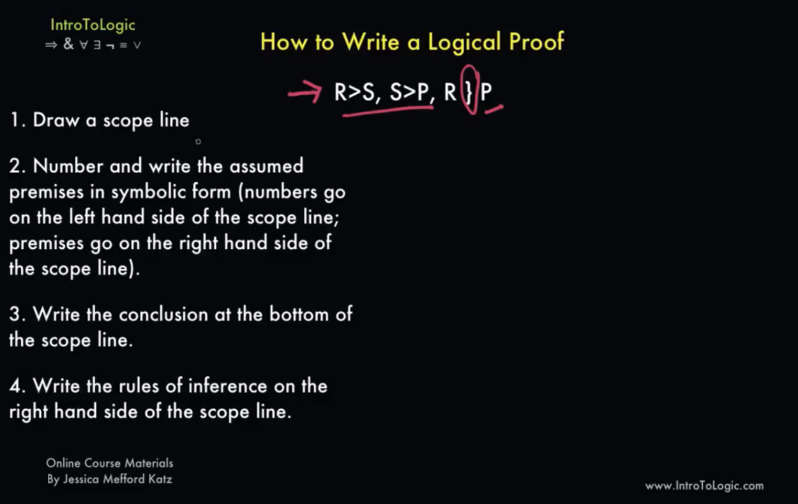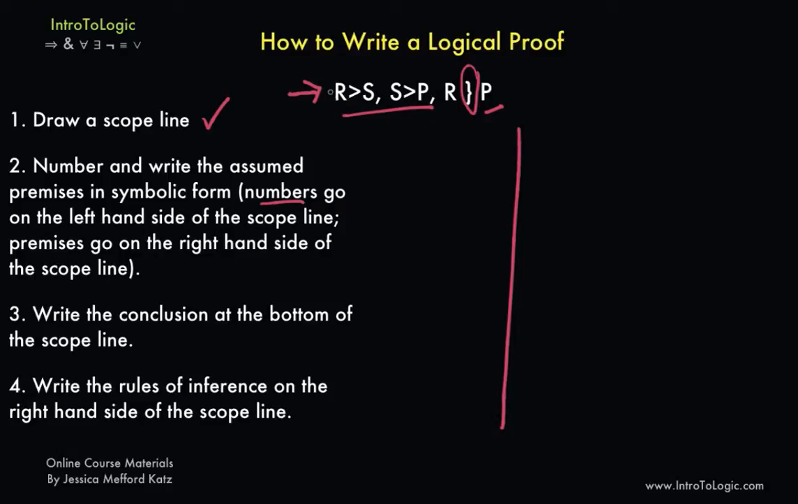According to our rules over here, the first thing that we need to do is draw a scope line. So I will just draw a line as follows. Check. The next thing you do is number and write the assumed premises in symbolic form. And note that the numbers go on the left-hand side of the scope line, and the premises, or the sentence letters, go on the right-hand side of the scope line.